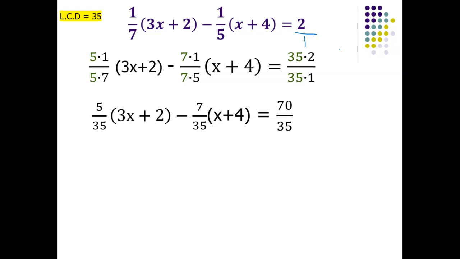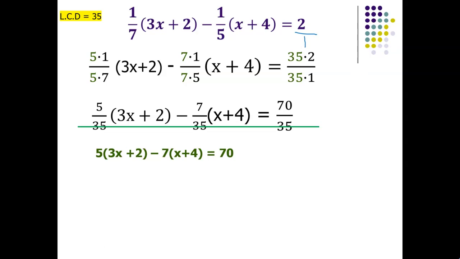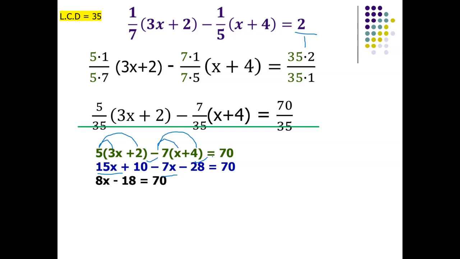Now I can get rid of them because it's an equation. What you see on the top will be 5 times (3x + 2) minus 7 times (x + 4) equals 70. We will use the distributive property now to get rid of the parentheses. So I'm going to multiply 5 times 3x to get 15x, 5 times 2 to get 10, negative 7x, negative 28 equals 70. Now we will combine the like terms. 15x and negative 7x are like, and positive 10 and negative 28 are like. That will give us 8x minus 18 equals 70.